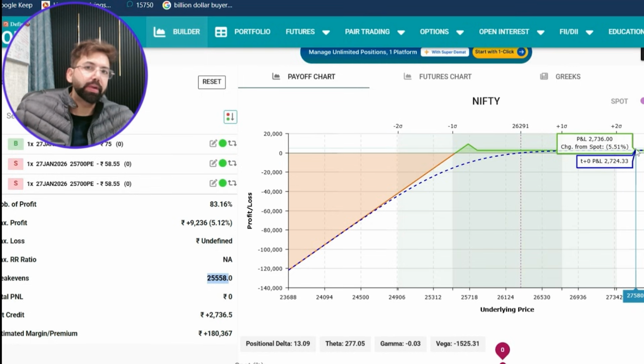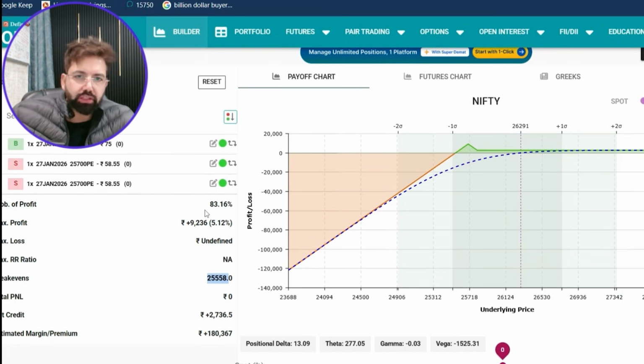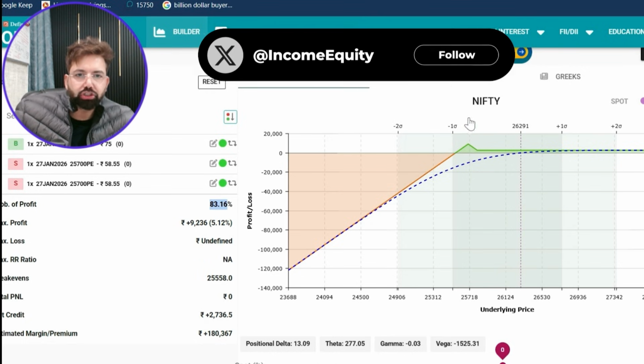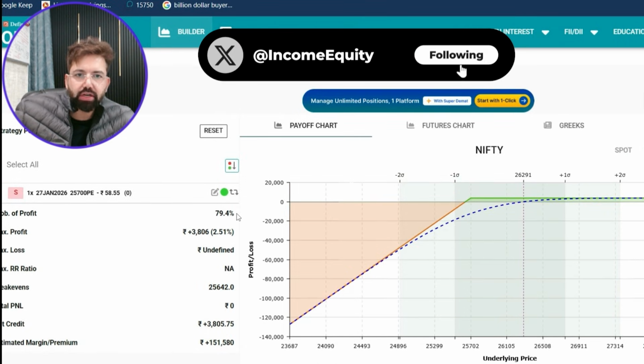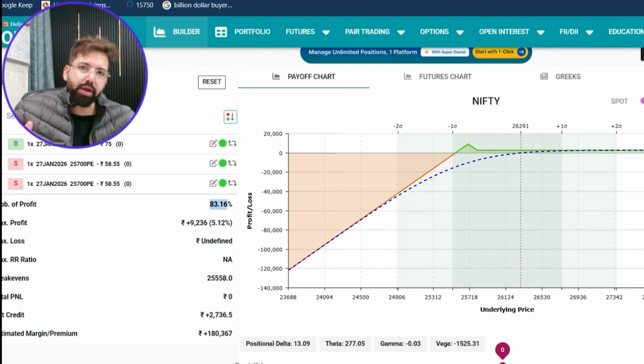But in terms of the break even, in terms of the margin, even if you see the maximum probability, this is the alternative. Maximum probability by payoff is 83%. But just selling a naked put outside is 79.4. So once you compare both of them, it becomes quite evident which one is winning here.